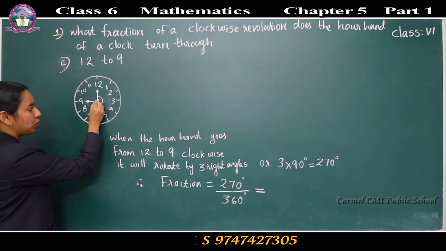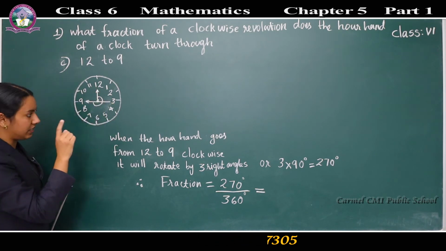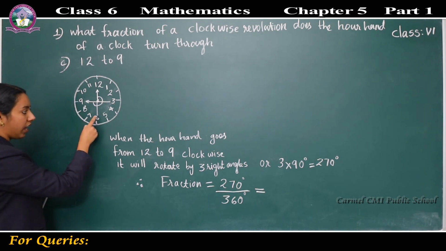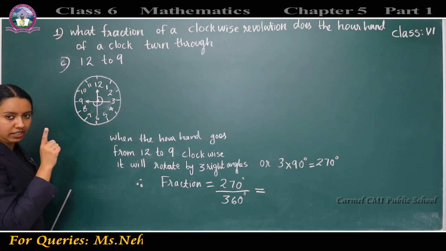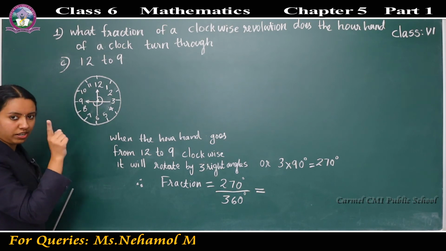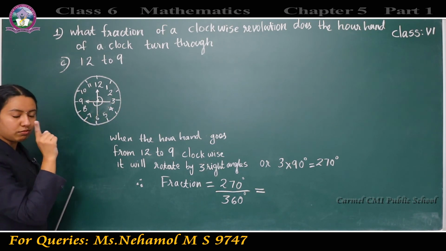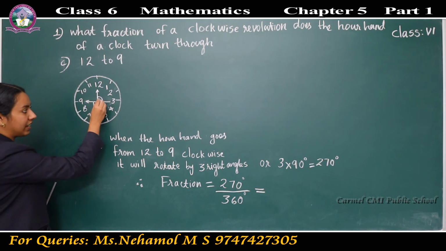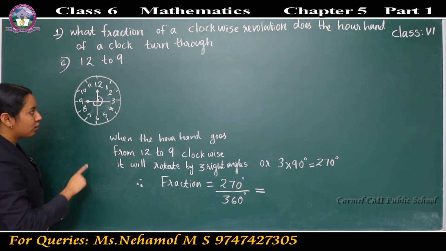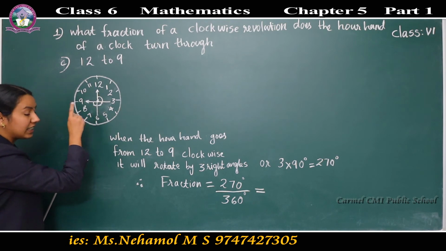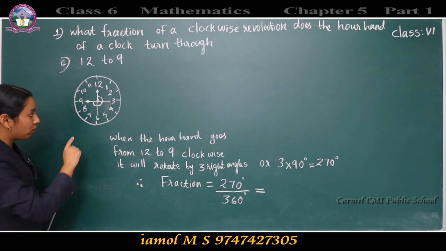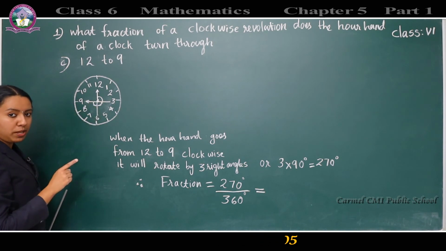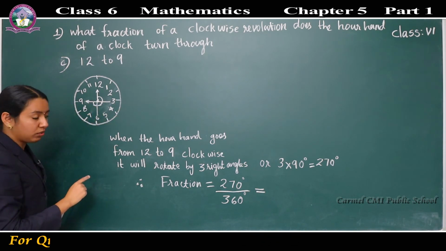We know that from 12 to 3, one right angle. Then 3 to 6, one right angle. And 6 to 9, one right angle. That is 90 degrees each. So in total, here are 3 right angles. So what will the total angle be? The total angle formed will be 3 into 90 degrees.